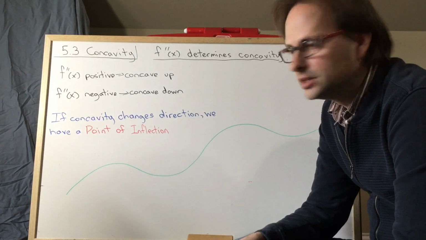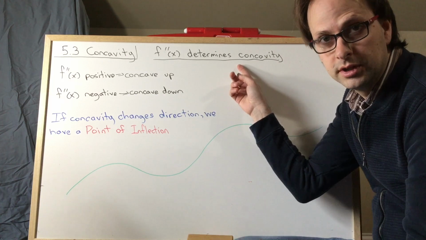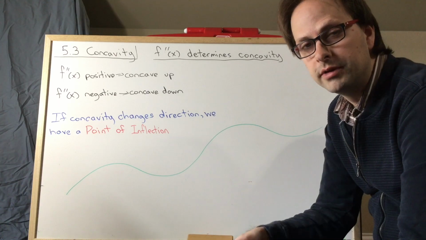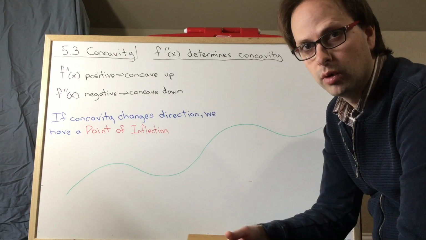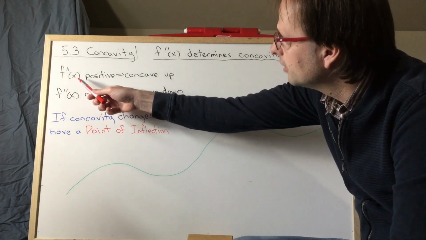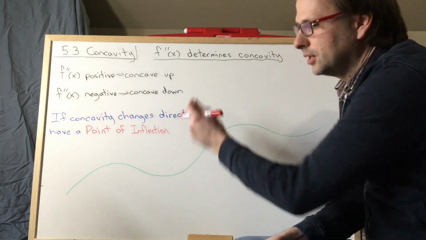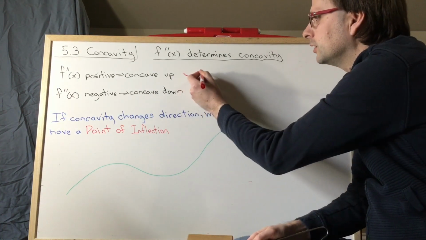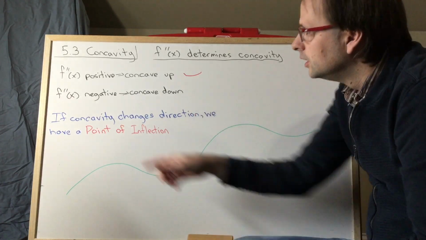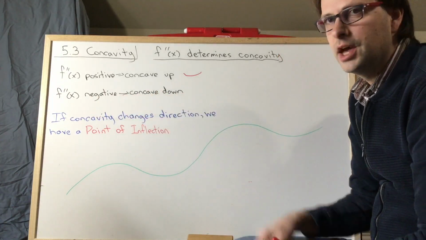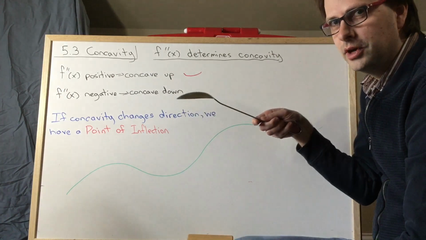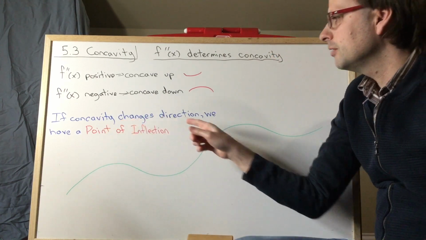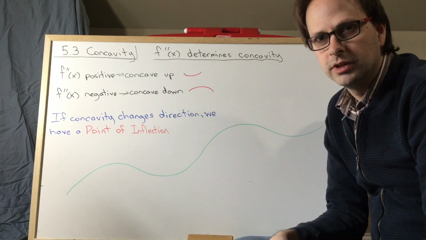The big idea of this section is that the second derivative determines concavity. The first derivative determined whether you were increasing or decreasing. The second derivative is going to determine whether you're concave up or concave down. If f double prime is positive, we're concave up, and that looks like a spoon facing up, one that holds soup. So it has this kind of shape. If f double prime is negative, we're concave down. It has this kind of shape, or a spoon that would not hold soup. And places where concavity changes direction are points of inflection.